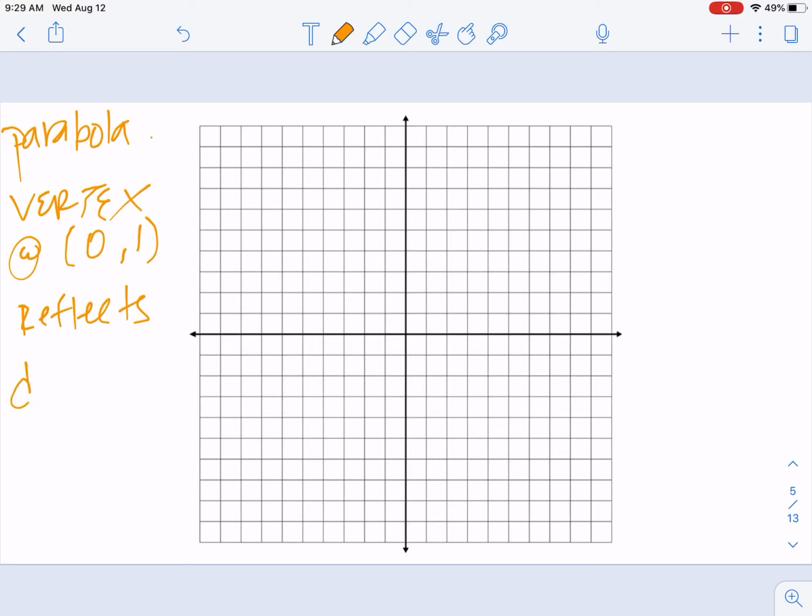So this actually looks like a really good description. It says, okay, it's a parabola, so we know it's going to be that U-shape. There's a vertex at 0, 1, and it's going to reflect down. So I'm going to say, I think it looks like this. Not my best parabola. Let's try that side again.